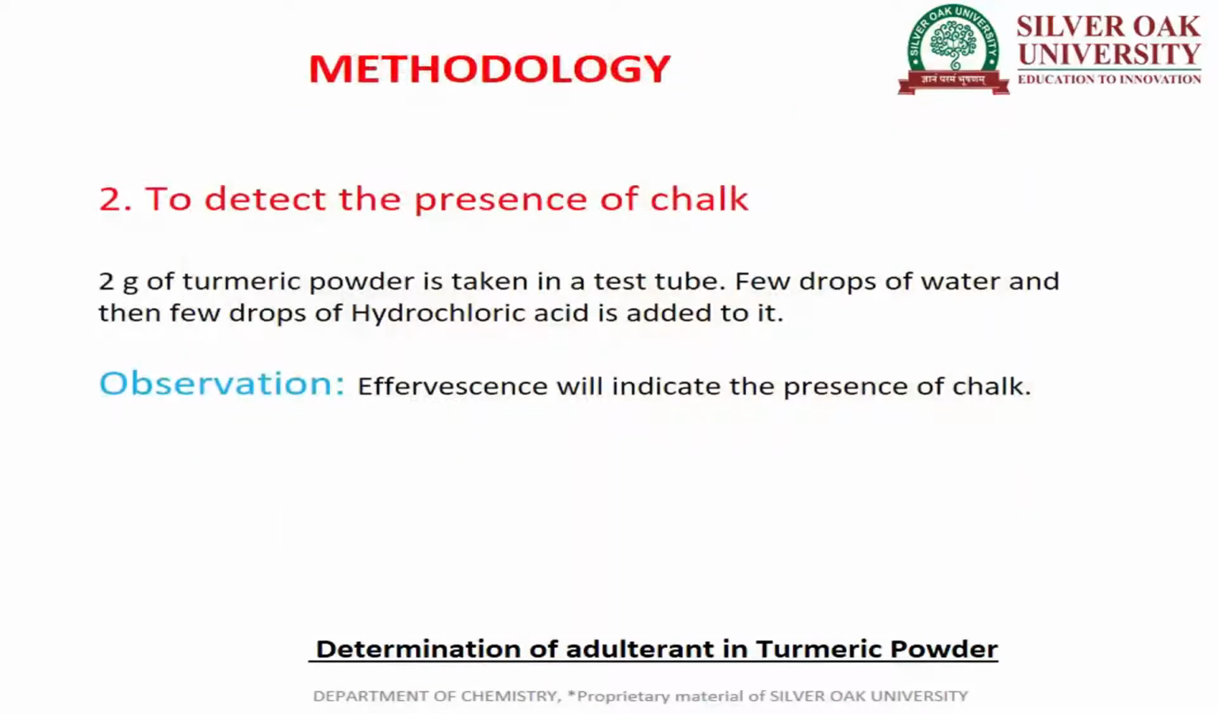Let us now check the presence of chalk. For this, we will take 2 gram of turmeric powder in a test tube, and few drops of water as well as hydrochloric acid are added. If there is effervescence, it indicates the presence of chalk in the turmeric powder. Let us perform the practical and observe it.